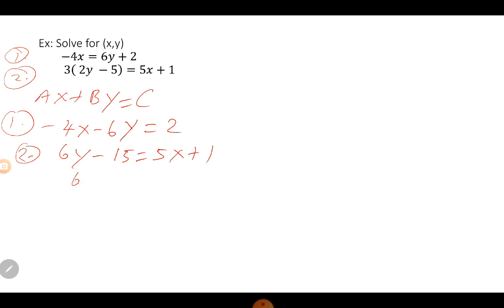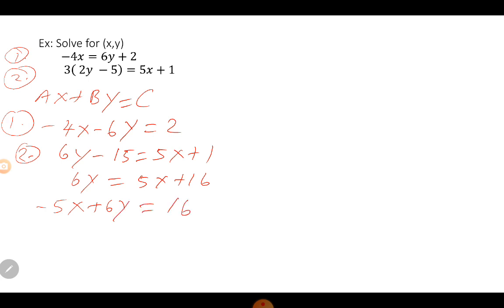Add 15 to both sides. So we get 5x plus 16. And now subtract 5x from both sides, right? But I want the x to come first. So minus 5x plus 6y equal to 16.